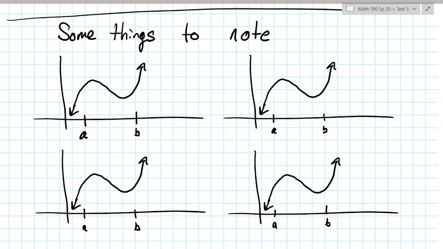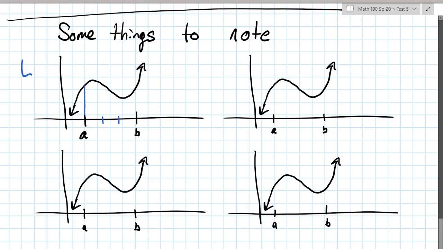So in this case, I think I'll use just 3 rectangles. Let's start with a left-hand sum. For a left-hand sum, if you've got 3 rectangles, you cut up the x-axis into those pieces. And if we're actually finding delta x, that would be b minus a divided by 3 would be the width there. But that's not the point of the question.